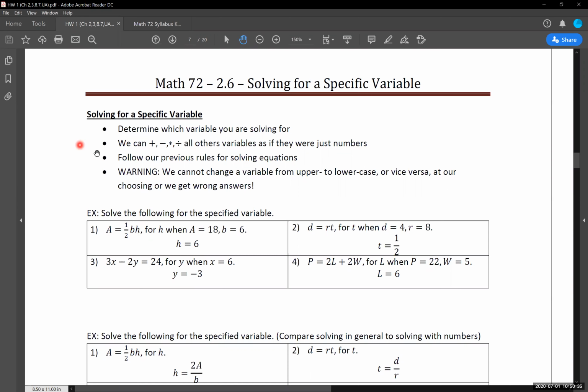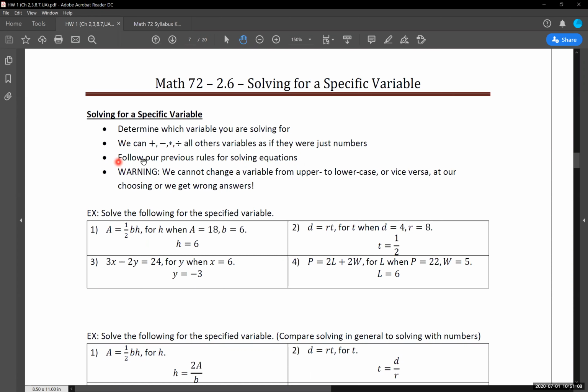Now, a lot of people think with this, and it's understandable, that we have very specific rules that we need to follow when we're solving for variables versus when we are solving for numbers. It's understandable, but here's the really nice part about it. We can use all of the rules we have for adding, subtracting, multiplying, dividing variables just like we would with numbers. So any other variable that we see showing up in this, we're just going to treat that as if it were the number 3 or the number 2 or anything like that.